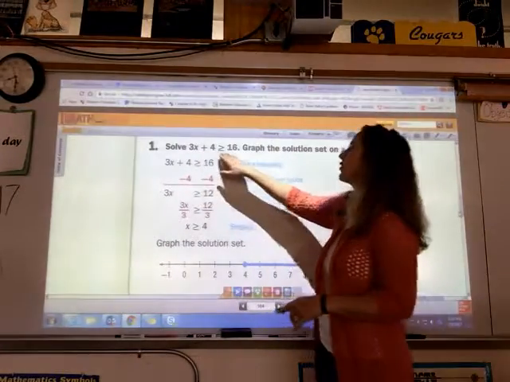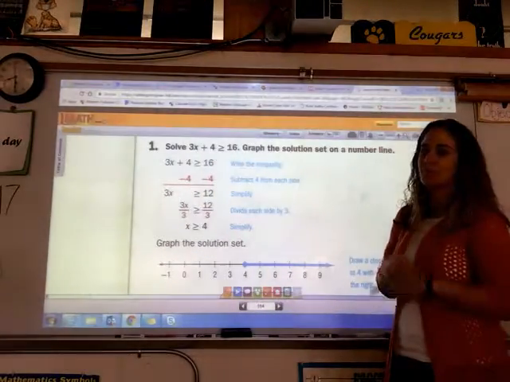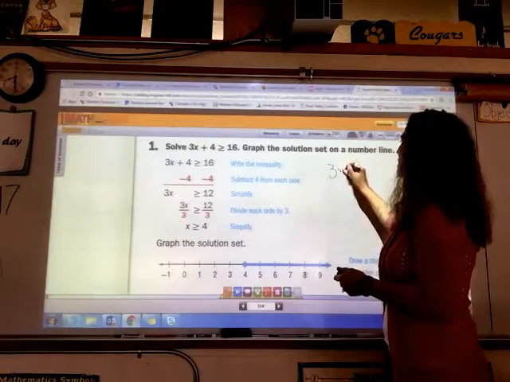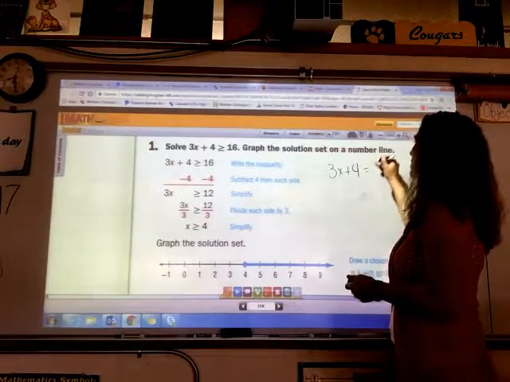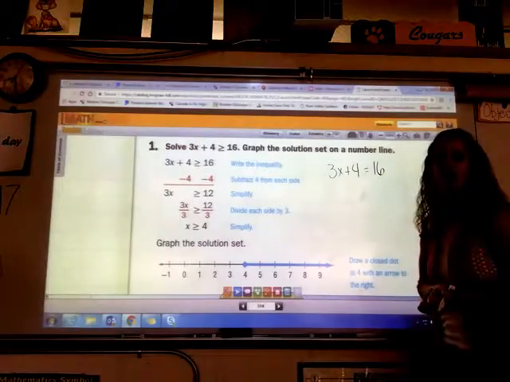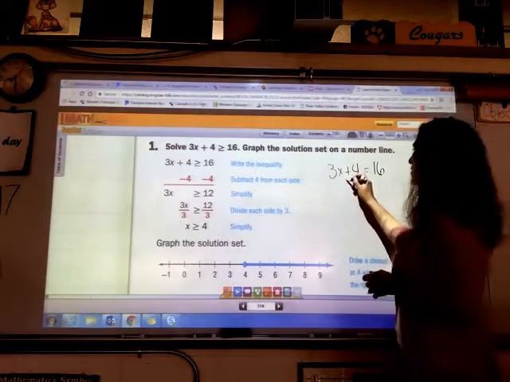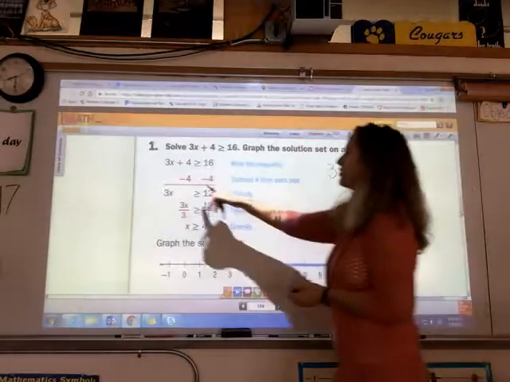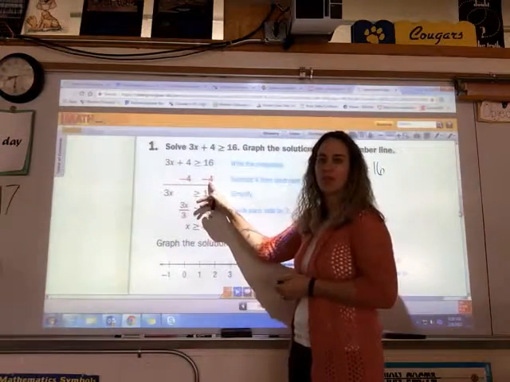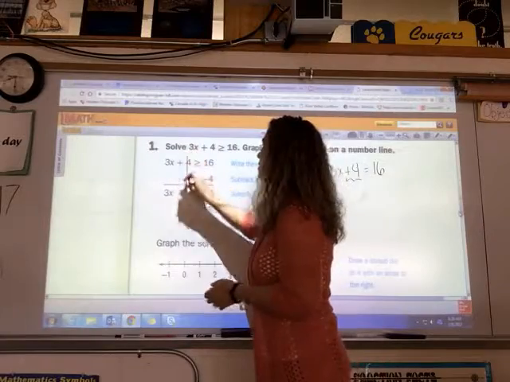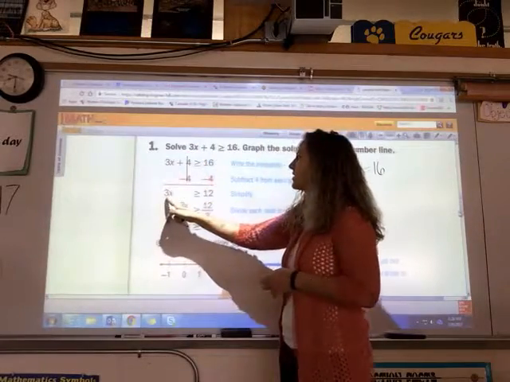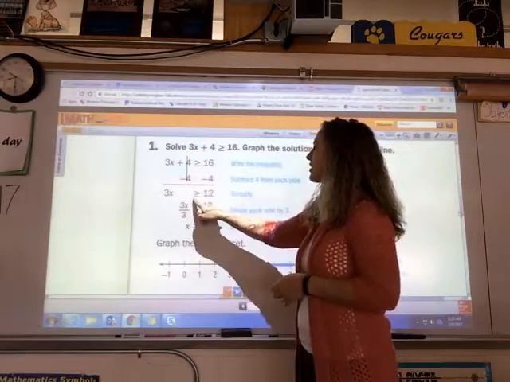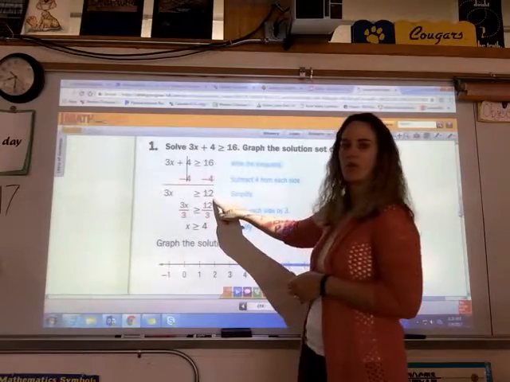We have 3x plus 4 is greater than or equal to 16. If this was 3x plus 4 equal to 16, the first thing that we would do is get rid of whatever's being added or subtracted. In this case, we're adding 4, so the opposite would be to subtract 4, solving it the same way. The 4's are going to cancel out. 3x is left, greater than or equal to 16 minus 4, which is 12.